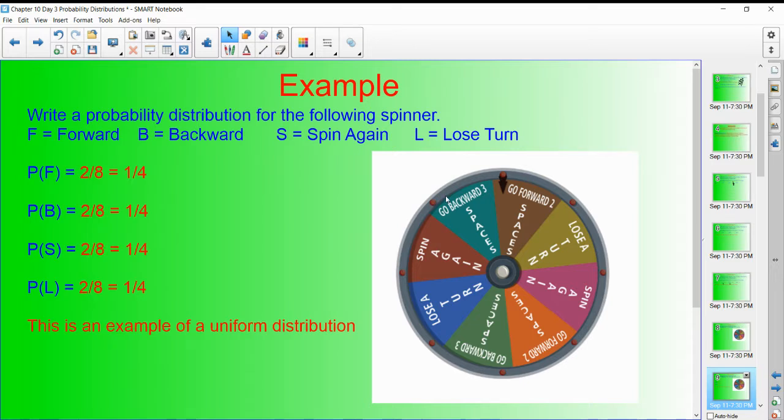So in each case, each space, each letter, each forward has two, there's two backwards, there's two spin again, and two lose a turn. So these probabilities all add up to 1. And this is an example of a uniform distribution, where each event is likely to occur. It's not more likely that I spin forwards than spin again, or backwards, or lose a turn. Each one has the same likelihood, even though everything has two spaces, two backwards, two forwards, two lose a turns, and two spin agains.